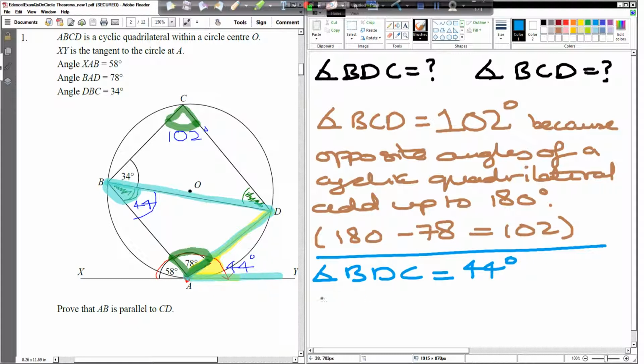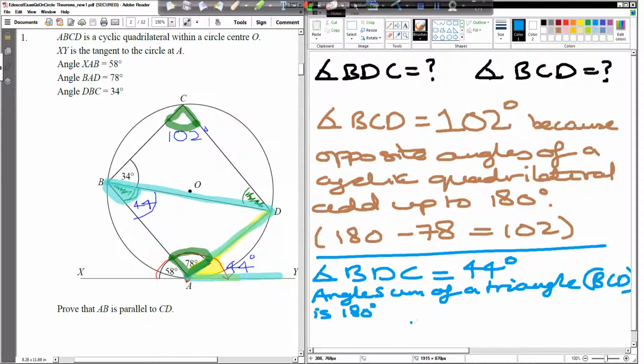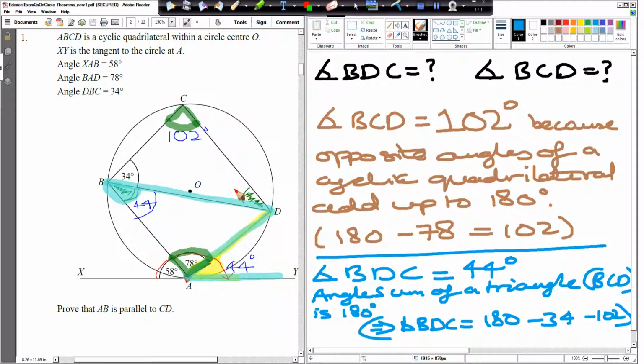So what's our explanation? The angle sum of a triangle. So let's write that down. Angle sum of a triangle. What triangle is it? We're talking about BCD in this particular case. Angle sum of triangle BCD is 180. Therefore, angle BDC, what we just said is 44, is equal to 180 minus 34 minus 102, and put that in brackets. That's our calculation for that. So we now know by calculation that this angle here is 44.